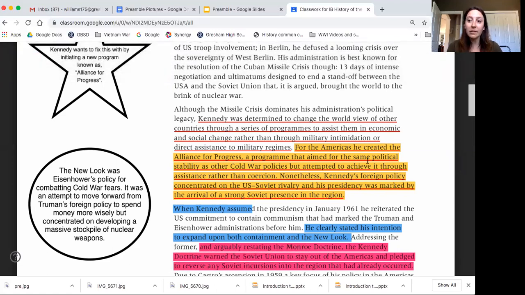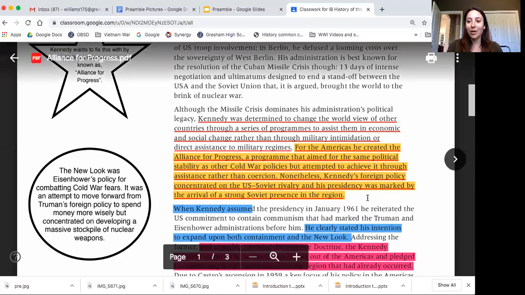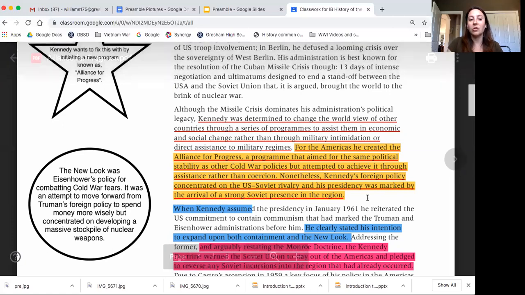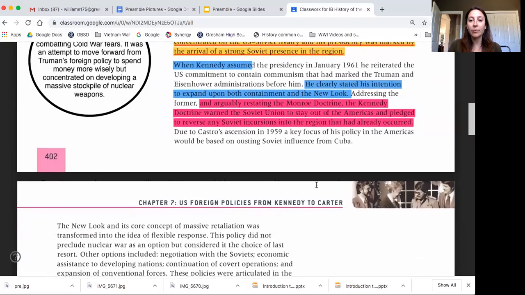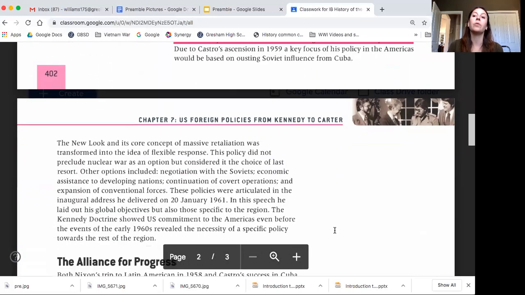So what is it? It's a bunch of money. And the idea, just like the Truman Doctrine, was to support these states with money. So as you read, it lays out what the point of it is. You'll see that the mention of the Monroe Doctrine is here again. We've been talking about how the Monroe Doctrine has been the doctrine of foreign policy between the United States and Latin America for a really long time, starting with the Mexican-American War and up until President Obama.